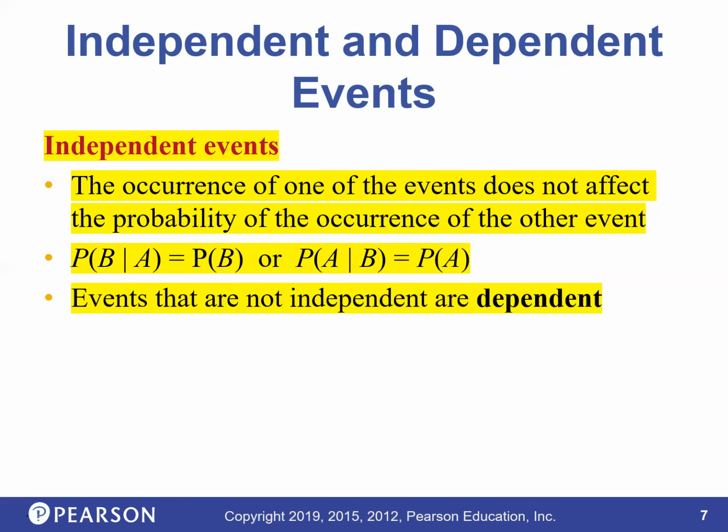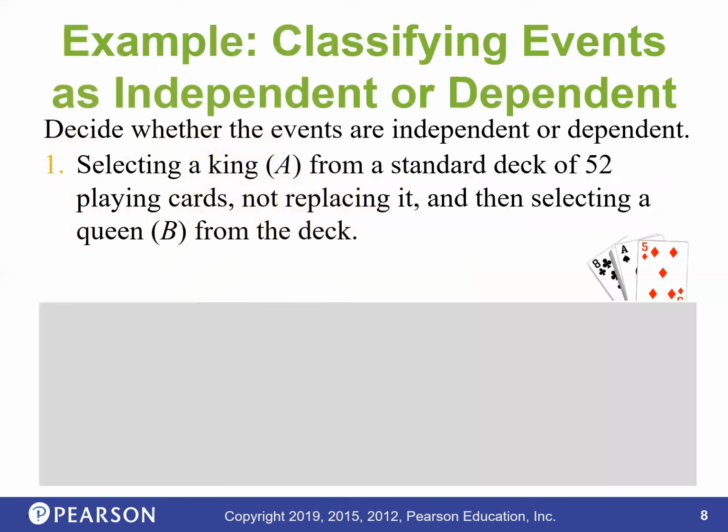Okay, let's talk about it. We've got three columns here. Decide whether the events are independent or dependent. First: selecting a king from a standard deck of 52 cards, not replacing it, and then selecting a queen from the deck. Didn't we do that before? We're going to have to prove it by math, so see if this makes sense.